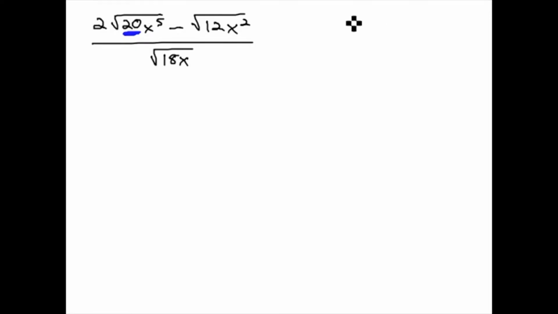This 20, let's factor that 20 off to the side because there's no room underneath. 20 is 2 times 10, and 10 is 2 times 5. And so what we might see is there's a pair of 2's that can come outside the radical. So we'll put the 2 outside the radical here. 2 times 2 is now 4. And inside the radical, we're left with a 5.